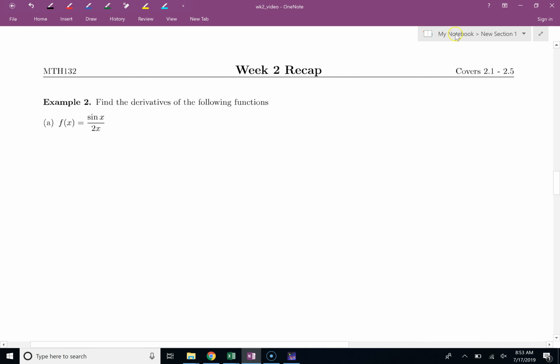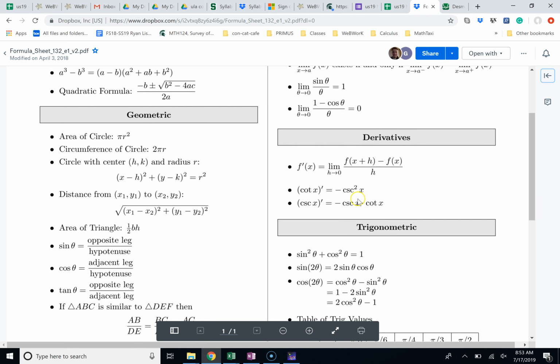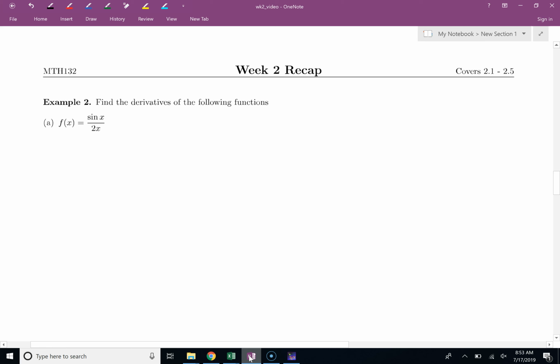So let's check here, since we need to use the quotient rule, let's see if the quotient rule is on our formula sheet. So quotient rule, that would probably be like under derivatives or something. So, okay, derivatives, and sadly it doesn't look like it, right? So the quotient rule and the product rule and the chain rule, these are things that we have to memorize, unfortunately.